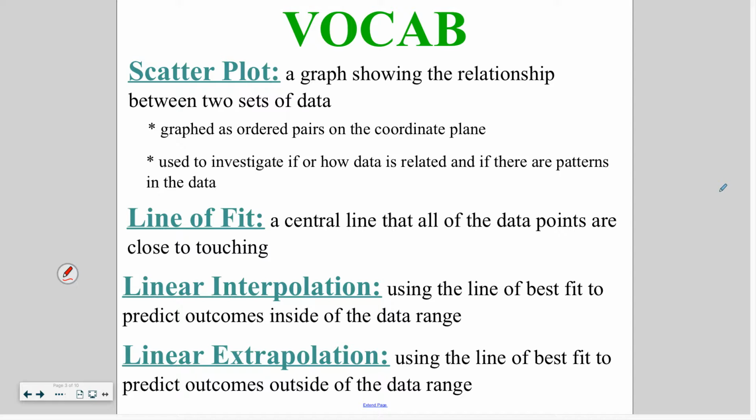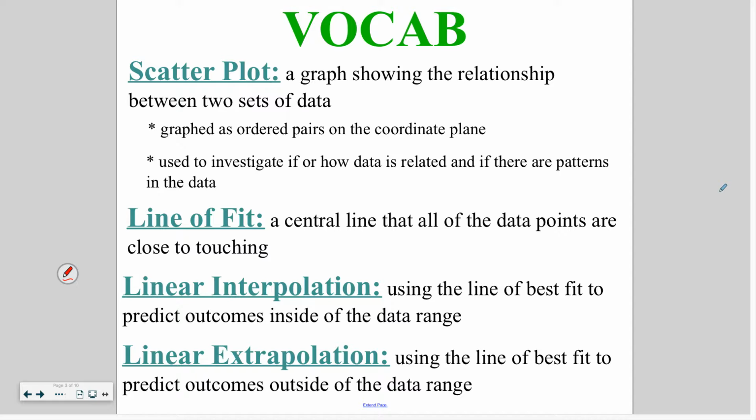So first off, a scatter plot is a graph that shows the relationship between two data sets. So for example, age and height, or temperature and number of ice cream cones purchased, or number of trees in your backyard and number of people living in your house. So it just has to be two different sets of numerical data. The data is graphed as ordered pairs, and the purpose of scatter plots is to investigate if or how data is related and then to find those patterns.